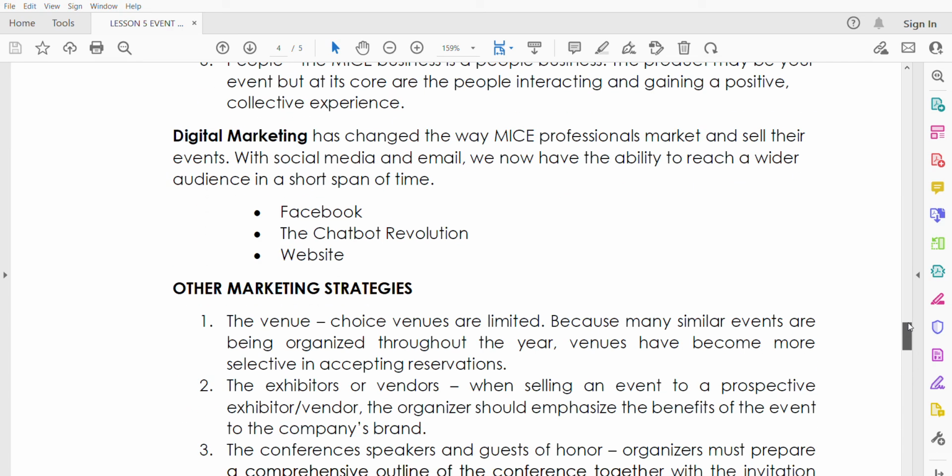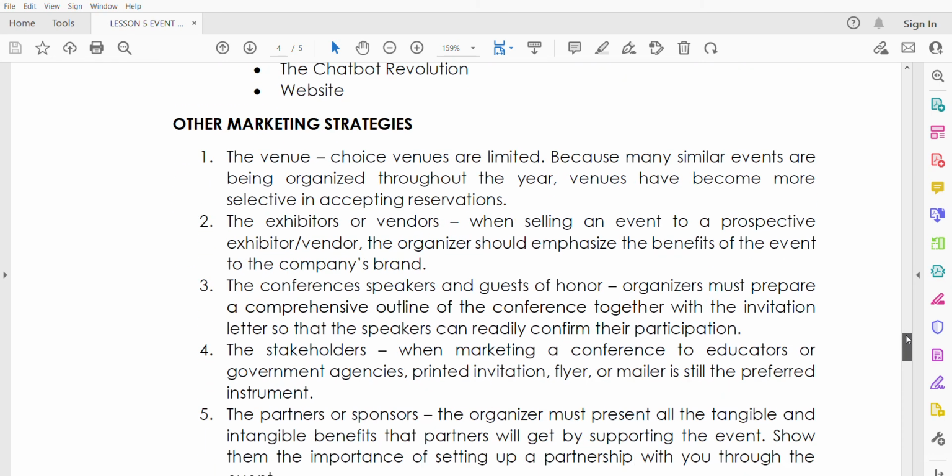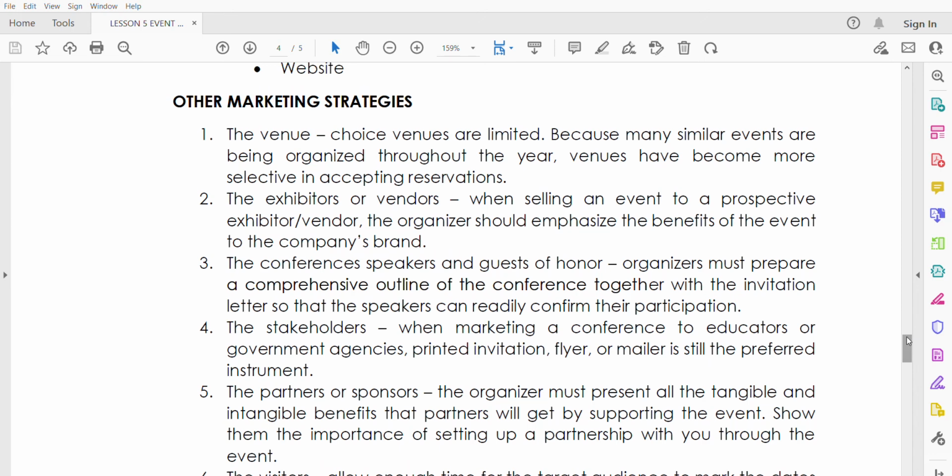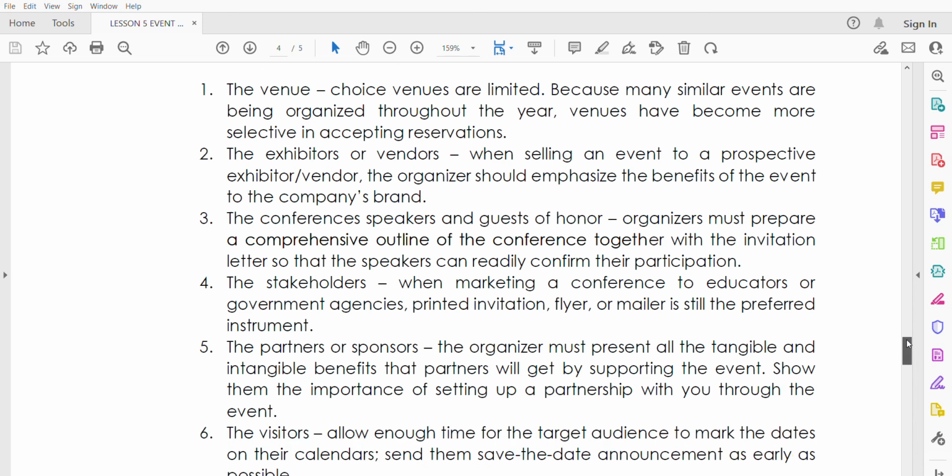So with the advent of technology, nanatay digital marketing. It has changed the way MICE professionals market and sell their events. So we can now make use of Facebook and other social media sites to promote our event. Not only limited to Facebook. Then we also have the chatbot revolution, wherein you can create automated replies to common inquiries or frequently asked questions, and the creation of a website for your company, wherein it will feature your most current or most latest na mga events. You can also use other marketing strategies focused on your venue, exhibitors or vendors, your speakers and guest of honors, stakeholders, partners or sponsors, and your visitors.